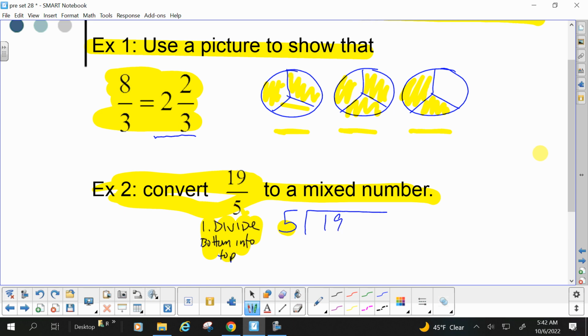Now we've been doing decimals, but this time we're not. We're going to deal with this differently. If I divided 19 into 5 parts, I would get 3 parts, but then I'd have 4 left over. If I divided 19 into groups of 5, I'd have 5, 10, 15, but then I have 4 little chunks left over.